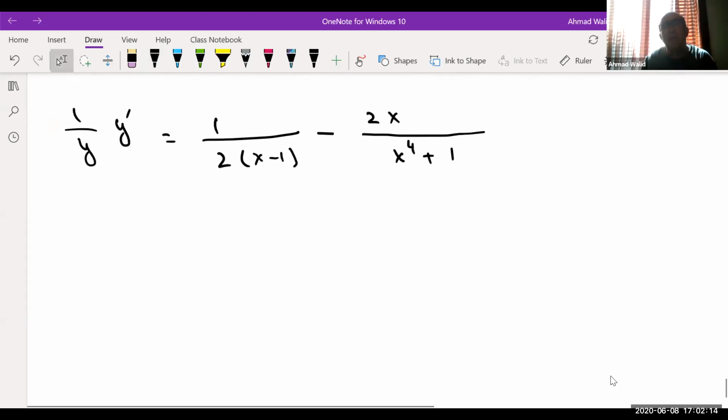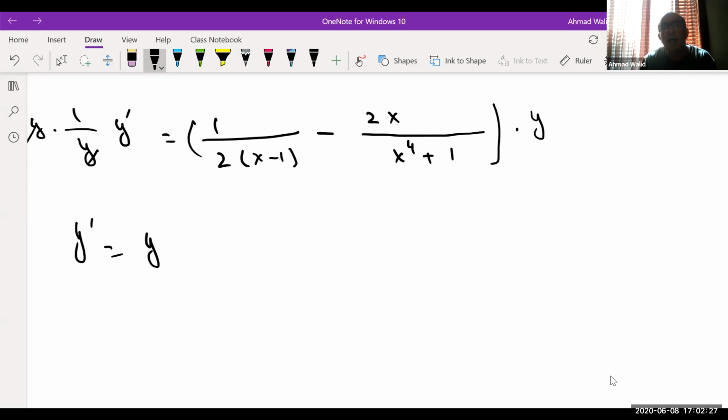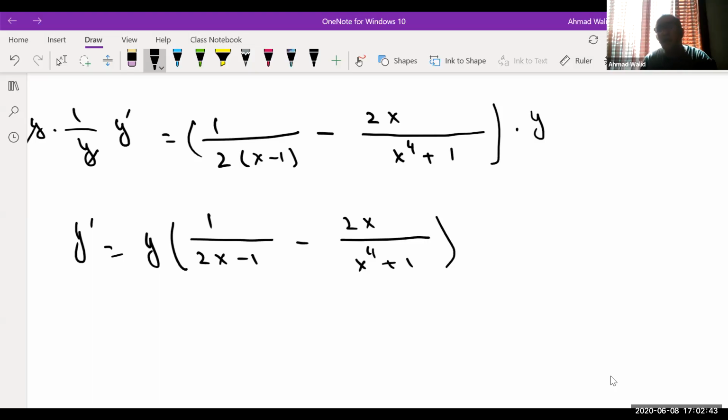To solve for y prime, you have to multiply both sides by y. Multiply this side by y and multiply this side by y. Y cancels out with y. Y prime equals y times 1 over 2 times x minus 1 minus 2x over x to the power of 4 plus 1. Now, how much is y? Just substitute the value of y.